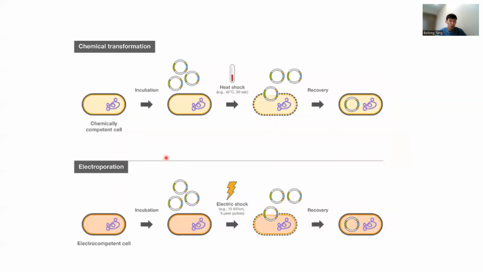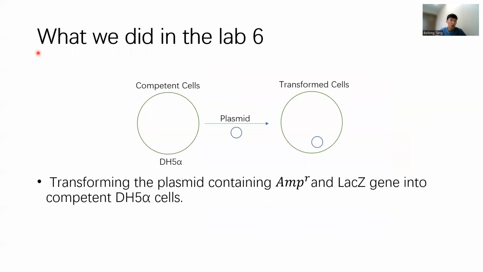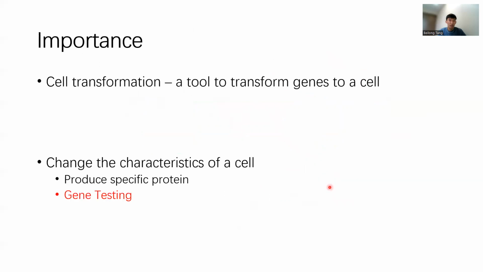Here is the overview of the cell transformation. Basically, it is inserting the plasmid into the cells to get the transformed cells. Okay, what we did in lab 6 is that we transformed the plasmid containing the ampicillin-resistant gene and the LacZ gene into competent DH5 alpha cells to get the transformed cells. And the ampicillin-resistant gene and LacZ gene are used as selectable markers to select the already transformed cells.